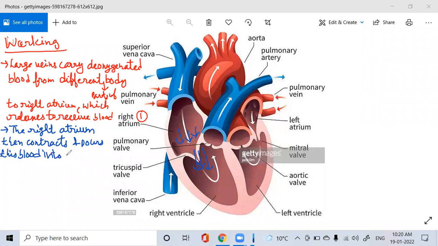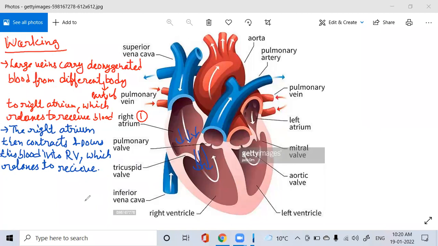into, let's write in short form, RV. RV means right ventricle. Right? Now this will also relax, which relaxes to receive. Right? Because when somebody receives something, he or she feels relaxed. Same way, whenever they are receiving the blood, whether it's a right atrium or right ventricle, they will relax.